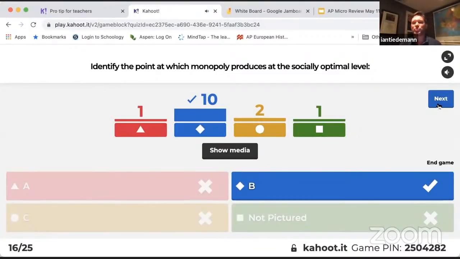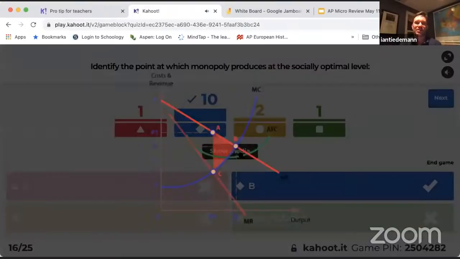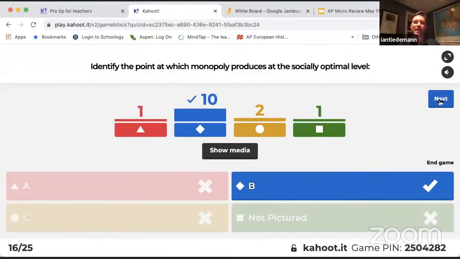Cool. People know their socially optimal point. Just to look back at it, it would be at point B, where marginal cost would equal the firm's demand curve, which for the monopoly is the entire industry. That is an important point to remember. The socially optimal point is where the marginal cost is equal to demand.